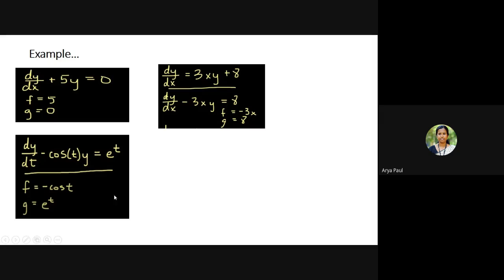Next, we will see the third example: dy by dt. Here the independent variable is t.